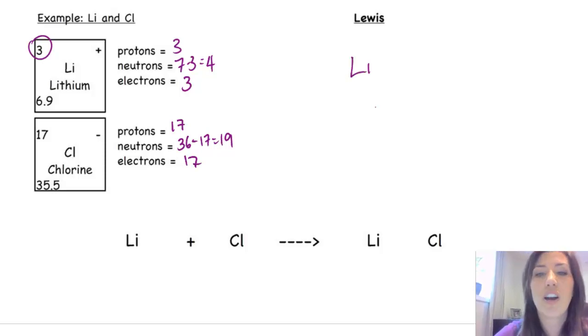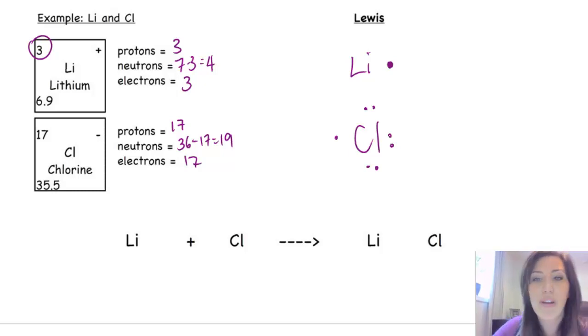So if we draw our lithium, we have 2 in the first shell, then only 1 in the outer shell. And chlorine has 17, but we know chlorine only has 7. 1, 2, 3, 4, 5, 6, 7.